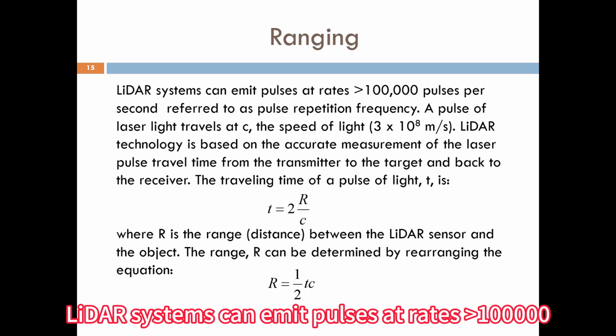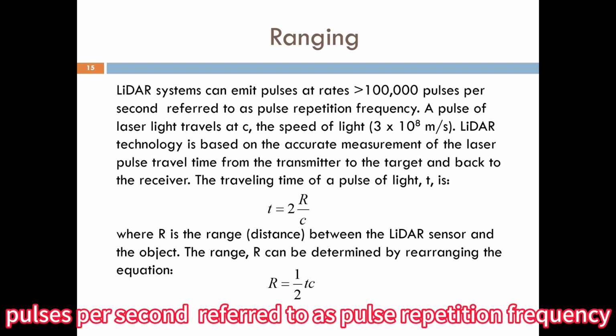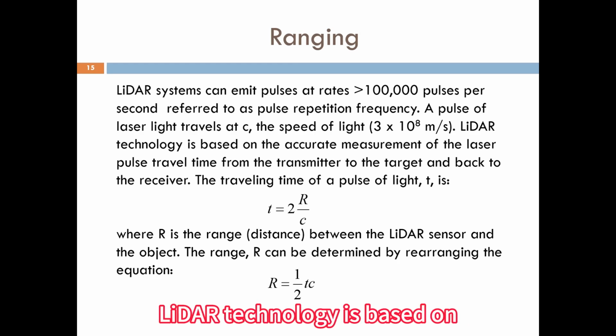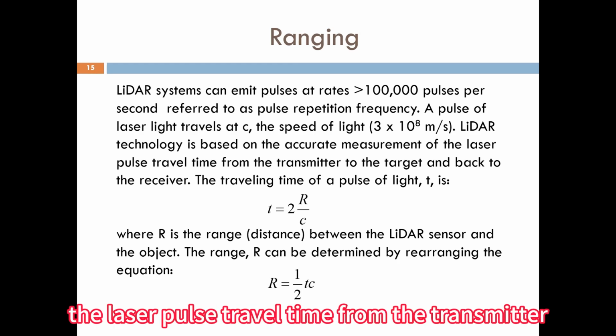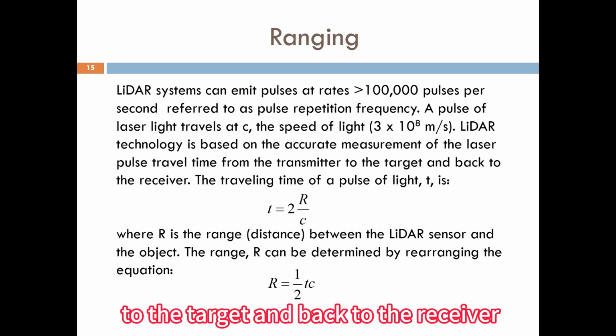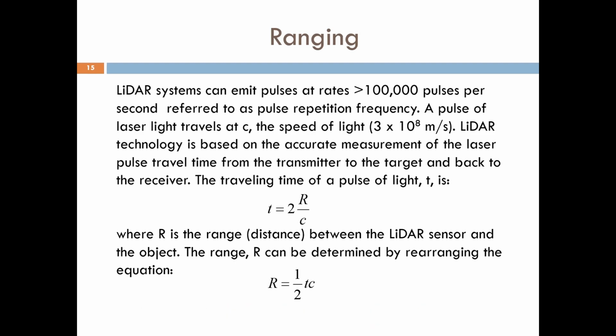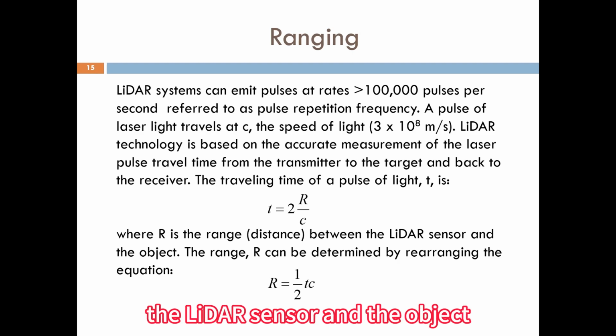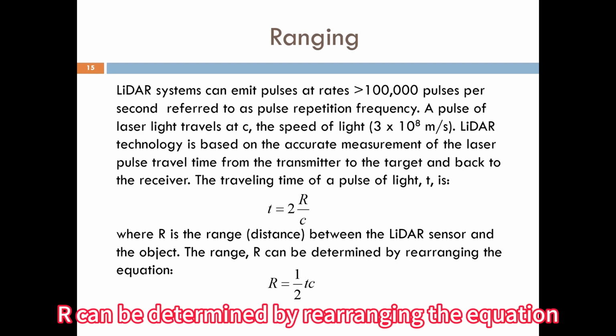LiDAR systems can emit pulses at rates larger than 100,000 pulses per second, referred to as pulse repetition frequency. A pulse of laser light travels at the speed of light. LiDAR technology is based on the accurate measurement of the laser pulse travel time from the transmitter to the target and back to the receiver. Where R is the range between the LiDAR sensor and the object, the range R can be determined by rearranging the equation.